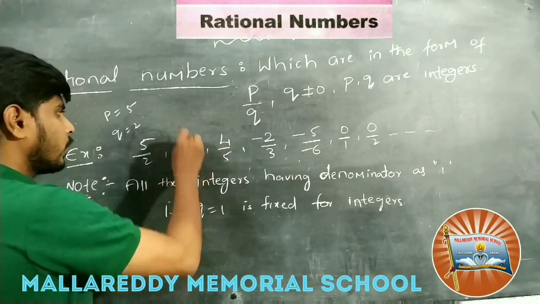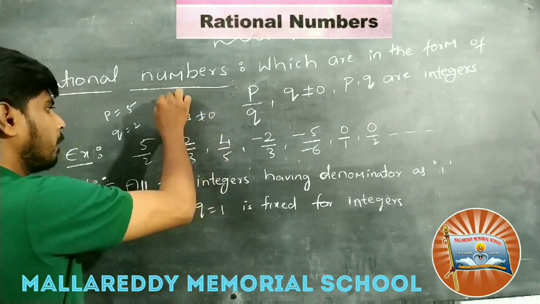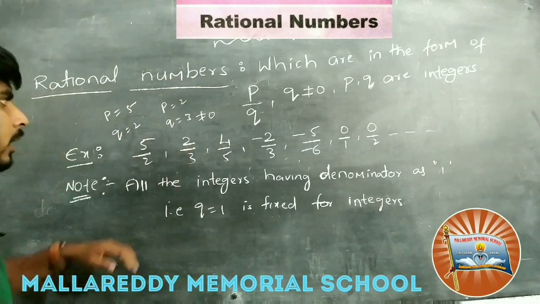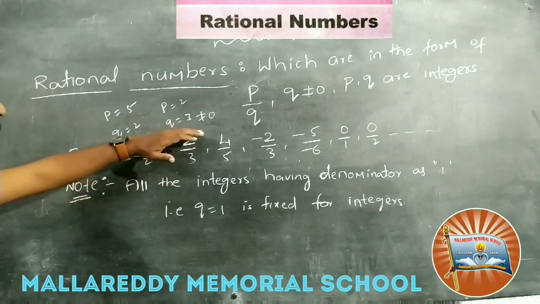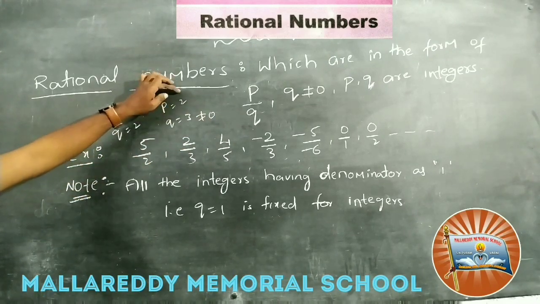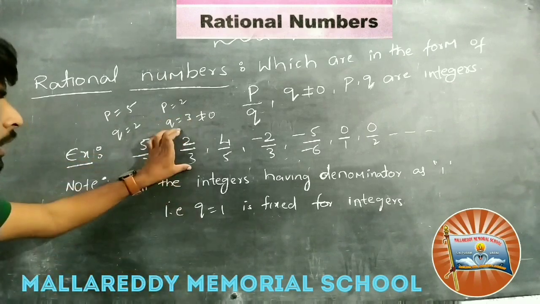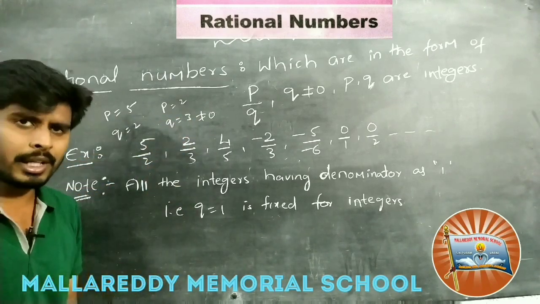Here q value equals 3, which is not equal to 0, and p equals 2. It is in the form of p by q, with q equals 3, not equal to 0, and p equals 2, q equals 3 are integers here. That is why this 2 by 3 is also a rational number here.